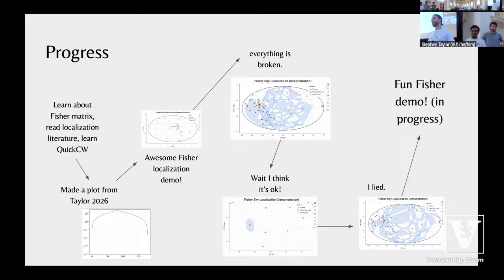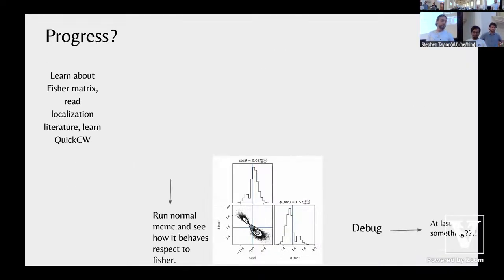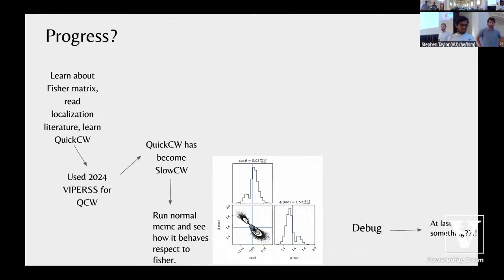I can talk to you way too much about the math of the Fisher matrix, but it's probably too boring. The demo is a very cool addition. Okay, so next, after Sebastian finished the Fisher matrix formalism, we started to think how to do it in the Bayesian process. First we tried to learn quick CW, and we looked at the 2024 VIPER quick CW codes and tried to amplify that. But we saw that it's not that easy. It became slow CW from quick CW.